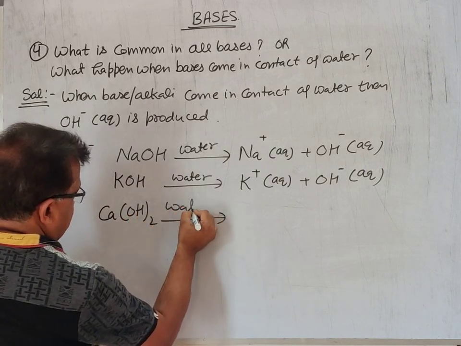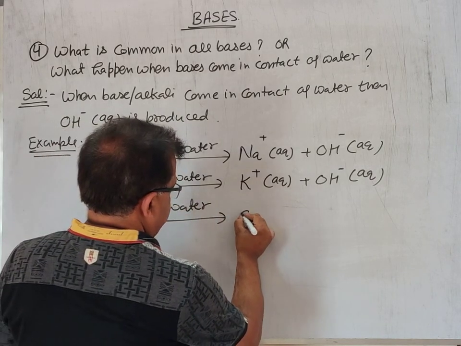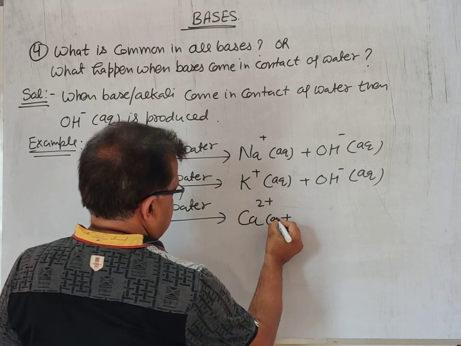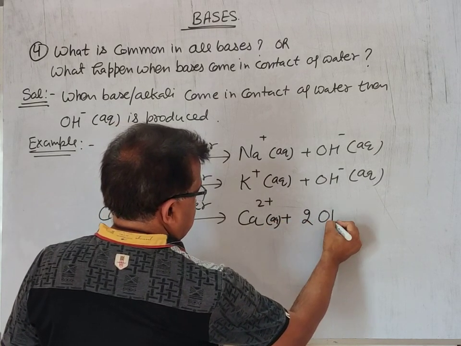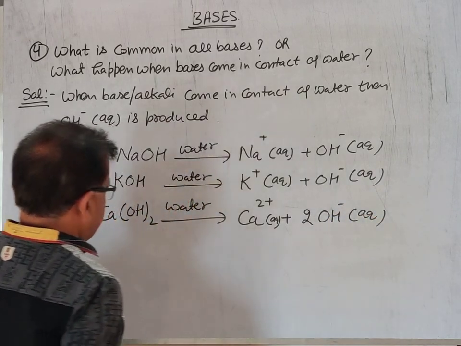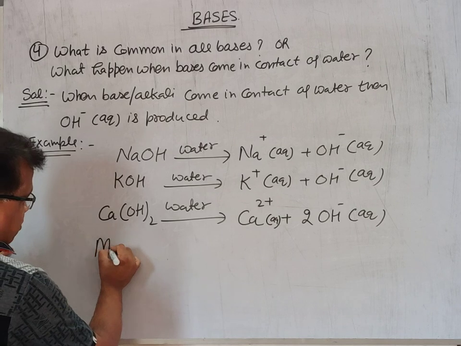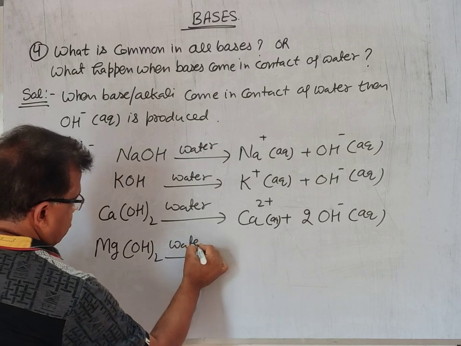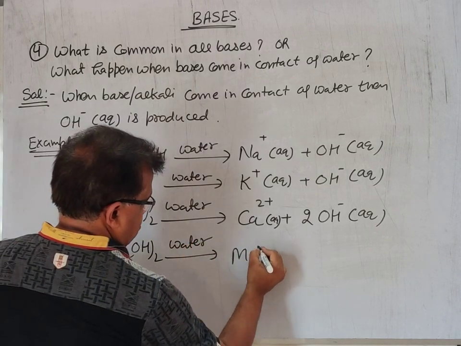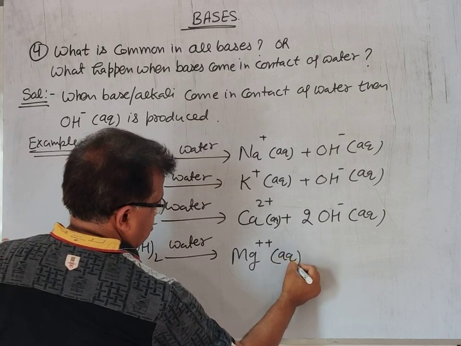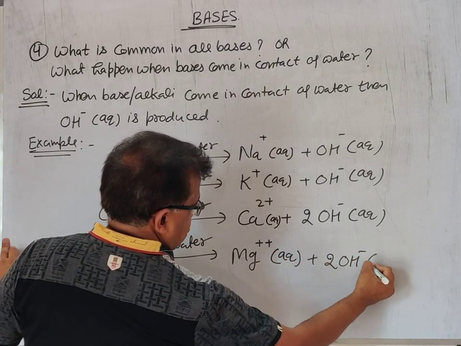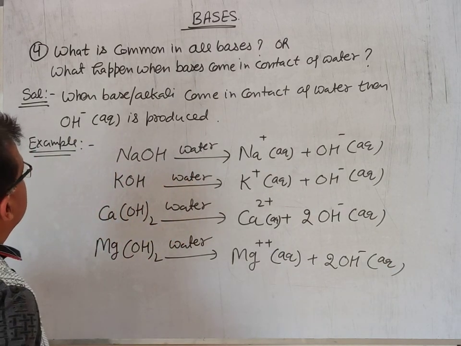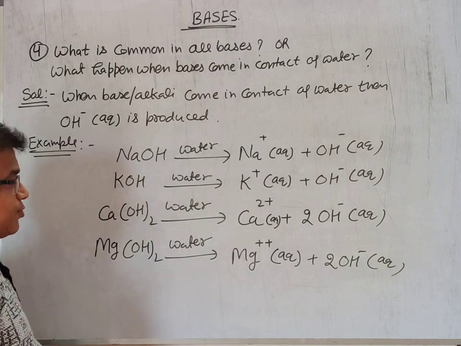In water they produce aqueous ions. Here two ions will be produced. Magnesium in water, this. Now next point is properties of bases.